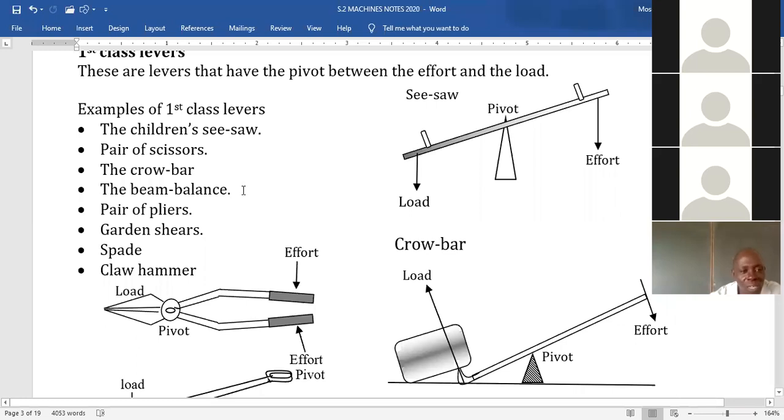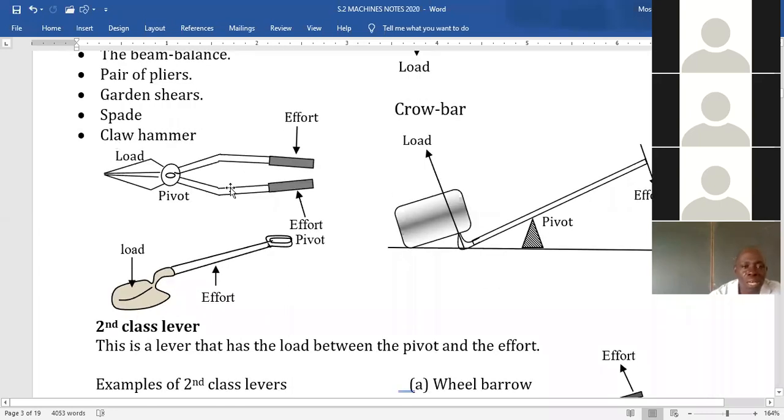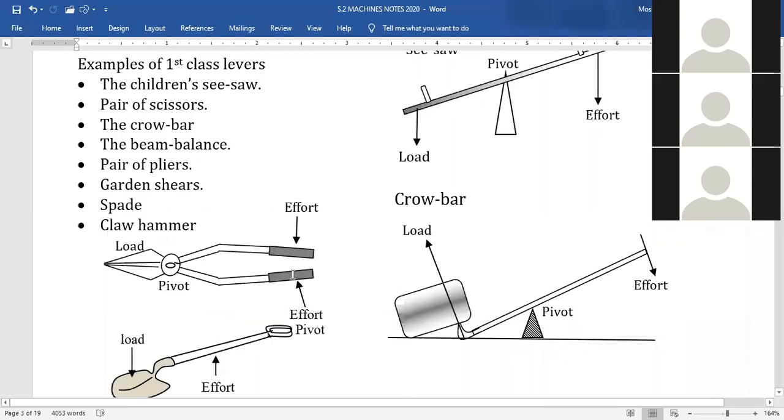Is that okay? Okay, girls, those are the different tools drawn there, and all of them are trying to show you where the pivot is placed. Is that okay? As long as the pivot is in the middle. The spade doesn't have a pivot in the middle. The spade, why was it included here? The spade doesn't have a pivot between the load and the effort. The spade should be removed. It is not a first class lever, really.